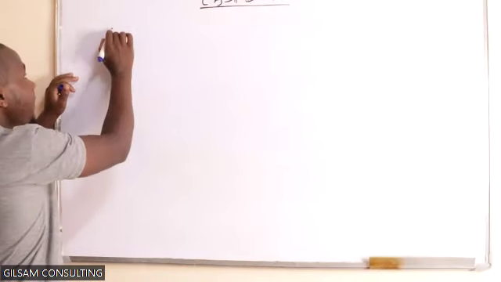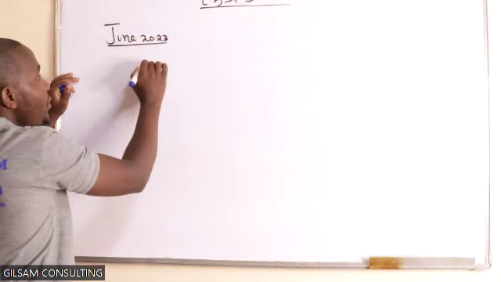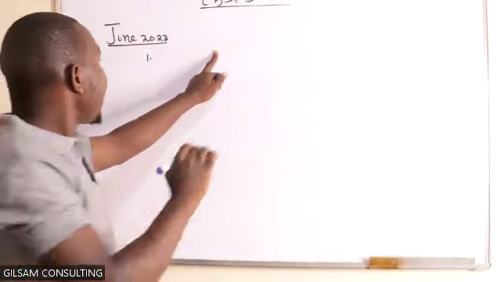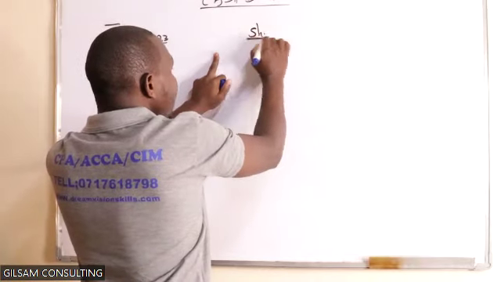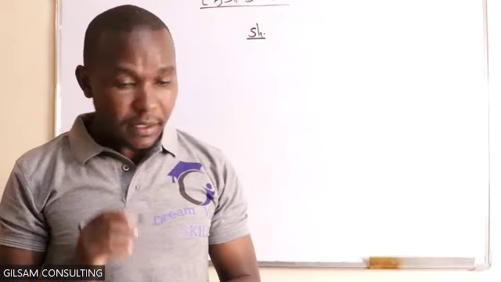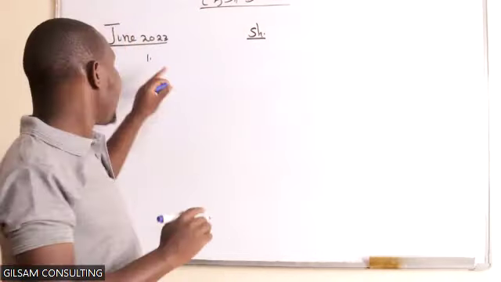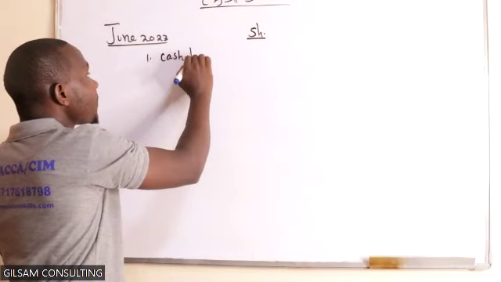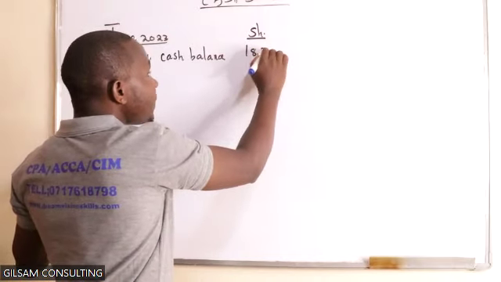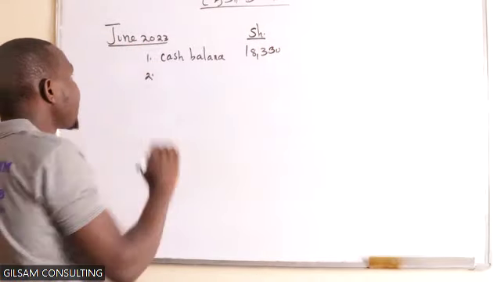So you will write the month. The month here is June 2023. So you will write 1. Then we have the first transaction, and here you put it in shillings. We have the cash balance of 18,330, on the first date, 1st June.